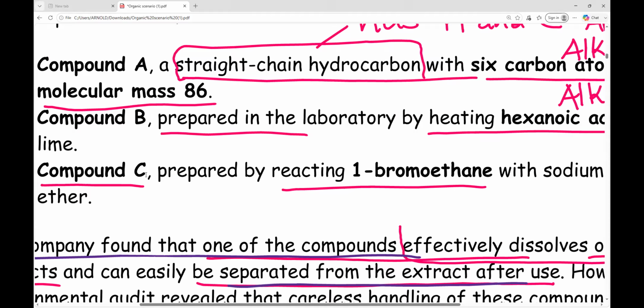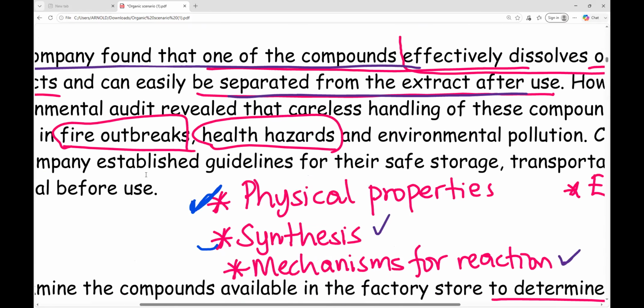But beyond A, we have to write synthetic pathways, to show how B and C are prepared explicitly from the given raw materials. So those are the synthetic routes. They must be outlined. Then after the synthetic routes, one has to outline mechanisms for the reactions.